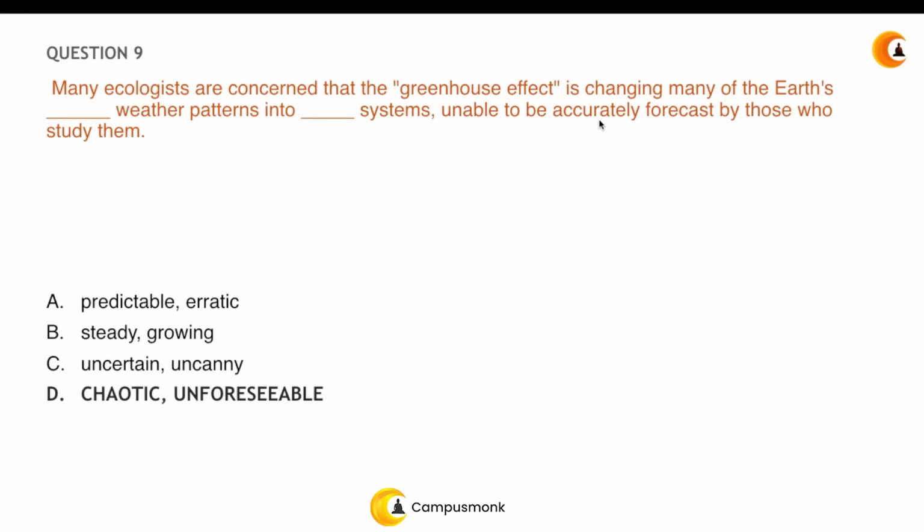Now, unable to accurately forecast means it's something related to prediction. Initially, something was predictable, now it has become unpredictable, right?